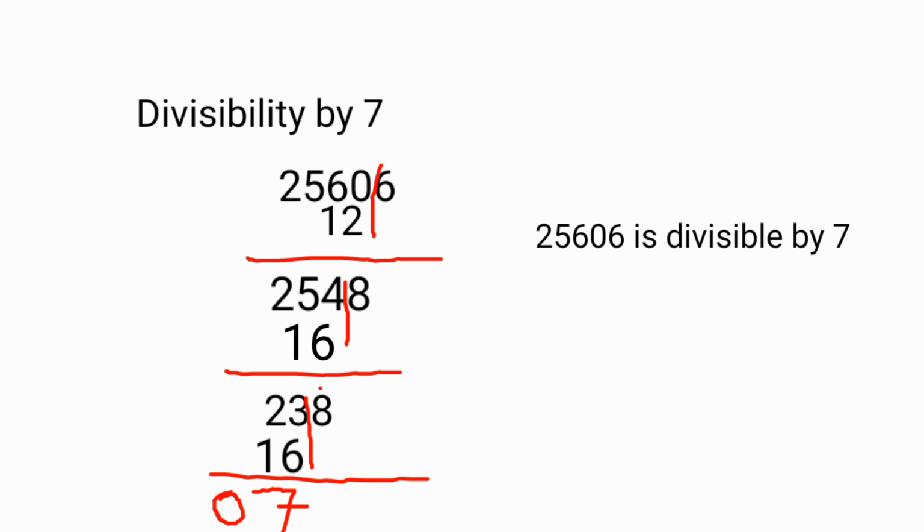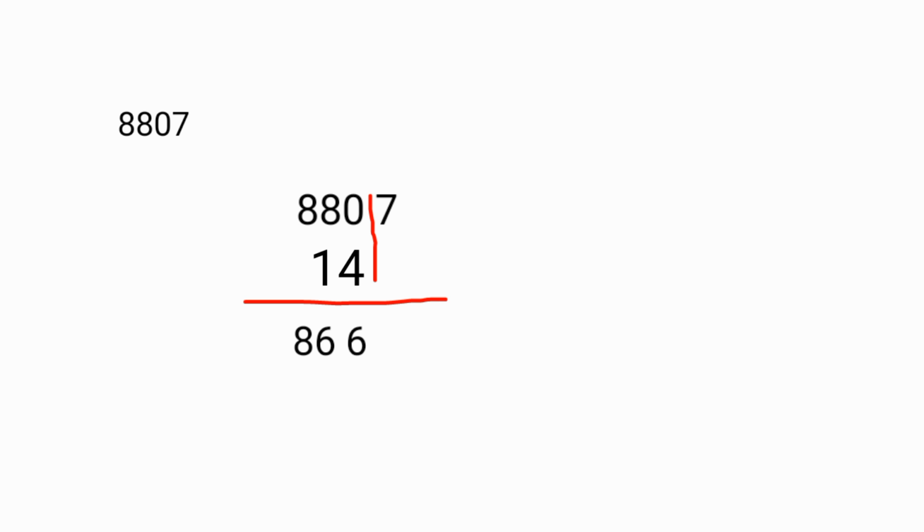Now, let's do one more example. So, we have to check whether 8,807 is divisible by 7 or not. First step is to separate the unit digit. So, you can write it as 880 and 7. Then take the double of 7, that is 14. 880 minus 14 is 866. Again, repeat the same step. That is, separate this as 86 and 6. Then take the double of 6, that is 12. 86 minus 12 is 74.